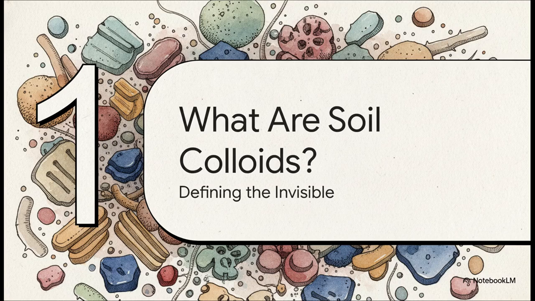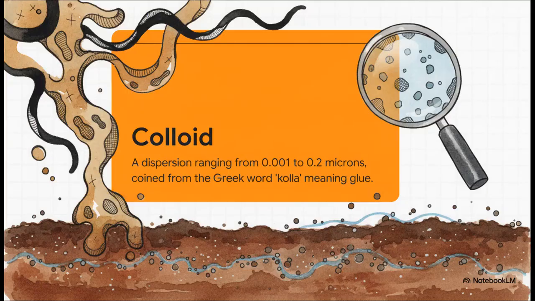What exactly are soil colloids? The term itself actually has a pretty fascinating origin story. It was coined way back in 1861 by Thomas Graham. He combined the Greek word kolla, which means glue, with eidos, which means like. So literally, it translates to glue-like. By scientific definition, a colloidal solution is a dispersion where the particle diameters range from about 10 to 2,000 angstroms. To put that in perspective, we're talking 0.0001 to 0.2 microns.